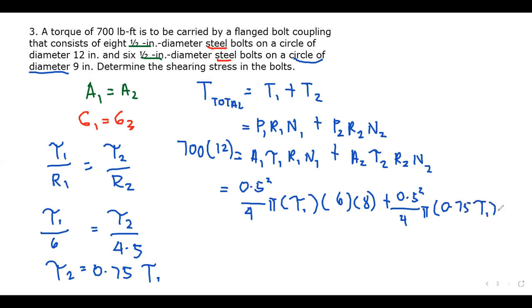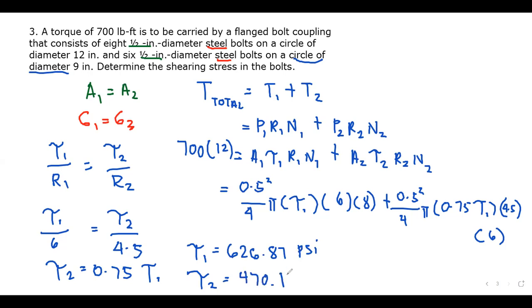Okay? Tau 1 multiplied by 4.5 multiplied by N2. Ilan yung N natin? Ilan yun? 6. Okay? So, ayan na siya. So, tau 1 or yung shearing stress 1 is equals to 626.87 psi. And tau 2 is equals to 470.15 psi. Okay? So, ayan na yung final answer natin.